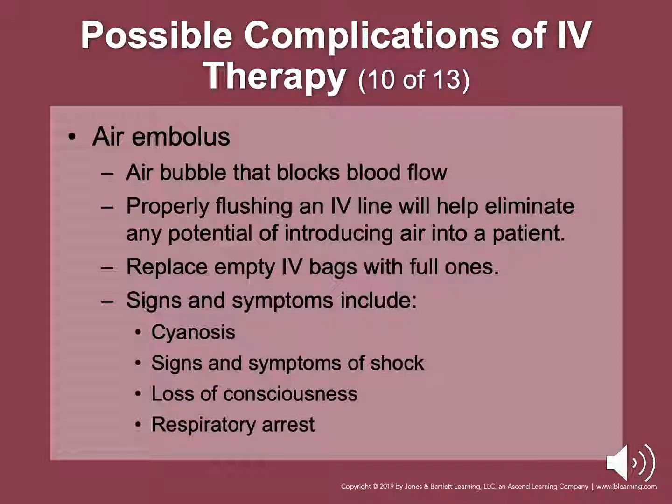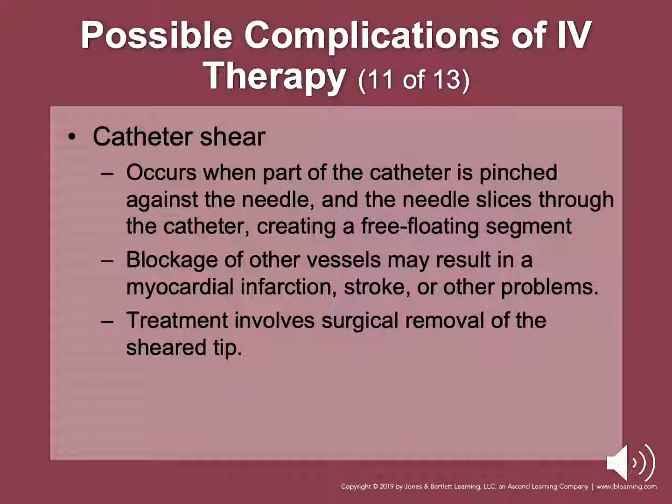All right, catheter shear occurs when part of the catheter is pinched against the needle, and the needle slices through the catheter, creating a free-flowing segment. Catheter segments can travel through the circulatory system. Blockage of other vessels may result in myocardial infarction, stroke, or other problems. It can possibly end up in pulmonary circulation, causing a pulmonary embolus. Treatment will involve surgical removal of the sheared tip. Catheter hubs are ready to take to aid in diagnosing this type of problem. Never rethread the catheter.